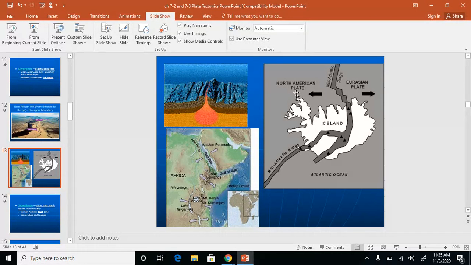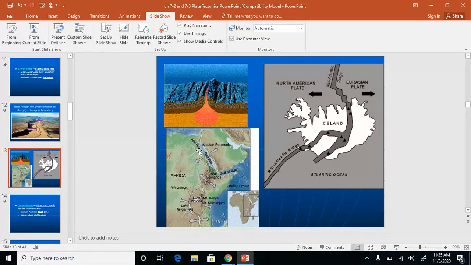We have the North American plate separating from the Eurasian plate. Remember the man we saw yesterday in the video? He was standing in between the North American plate and the Eurasian plate. And we have our Mid-Atlantic Ridge that's created. And remember how we talked about Iceland? Because of that rift, Iceland came up from the sea.